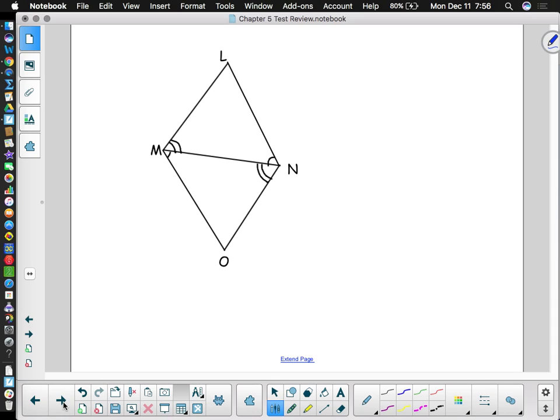How about this one? Same thing. What shortcut do we have here? Angle, side, angle, yeah. Okay. In triangle, let's go LMN is congruent to triangle. L goes with O. This angle M goes with this angle N.